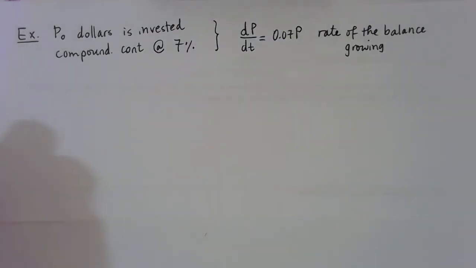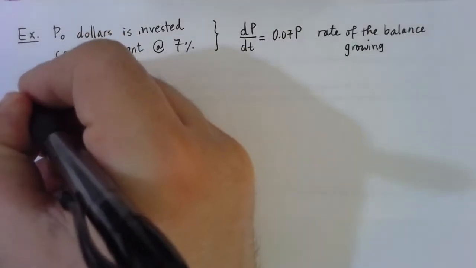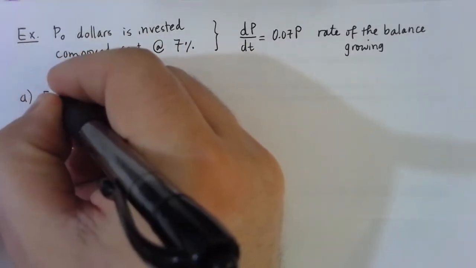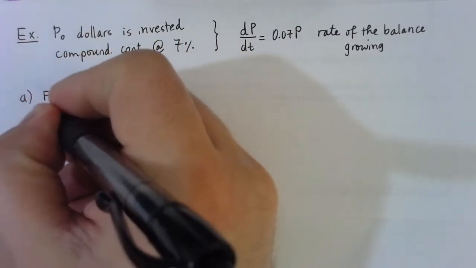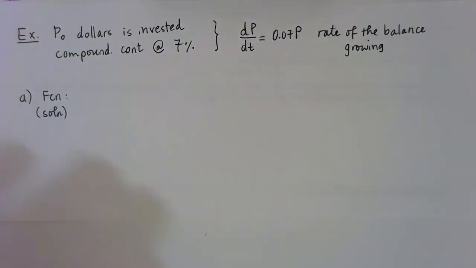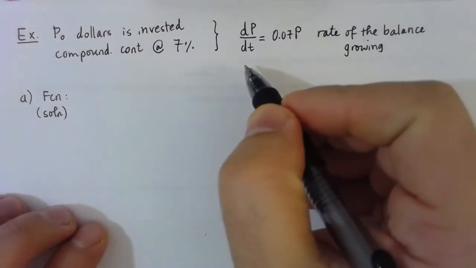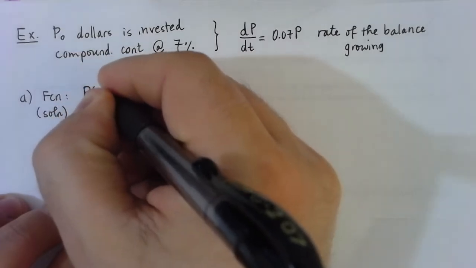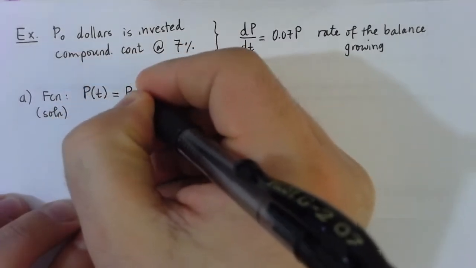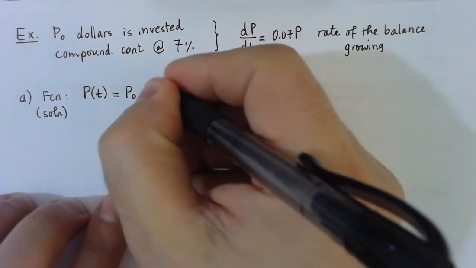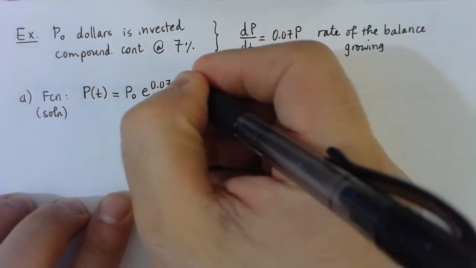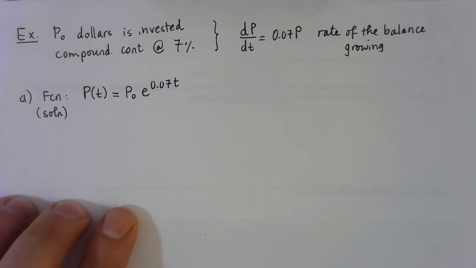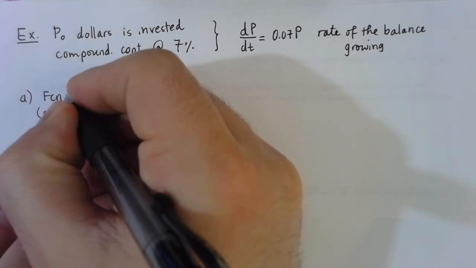The first problem, part A, asks: can we write down the function, which is the solution to this differential equation? You see the rate is given. This model is an exponential model. So we have P of t equal to P0, the initial value, times e to the power 0.07 times t. So this is the model, and this is the function.